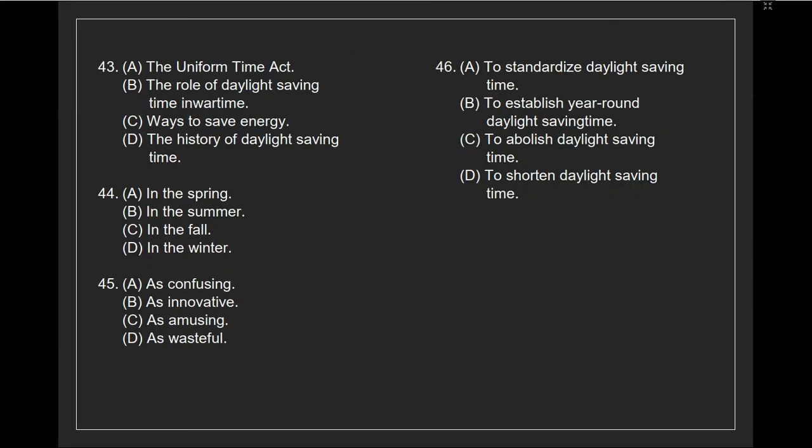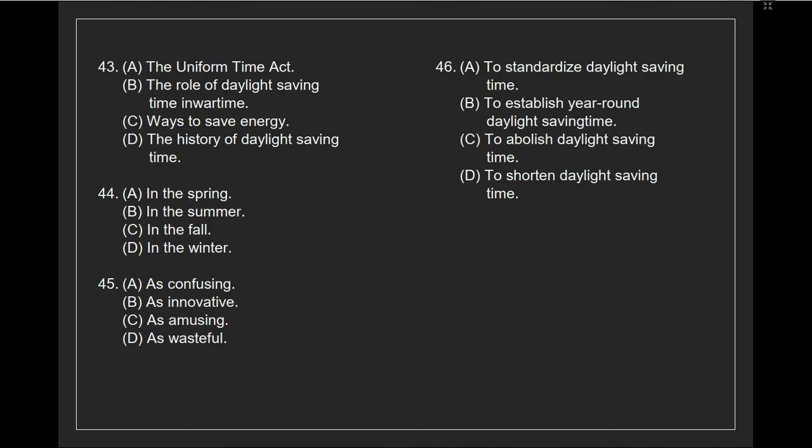Questions 43 to 46. Listen to the following talk. Twice a year, all the clocks in the United States are changed by 1 hour. In the spring, clocks are moved ahead an hour. This is called daylight saving time. In the fall, clocks are set back an hour to standard time. People remember how to change their clocks by remembering this saying, spring forward, fall back.